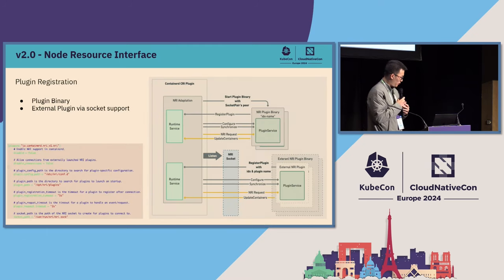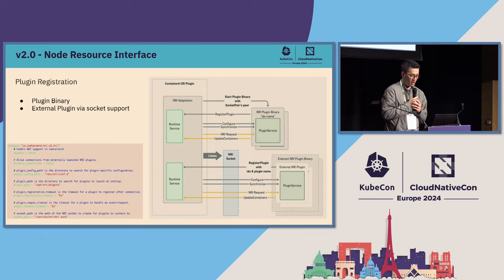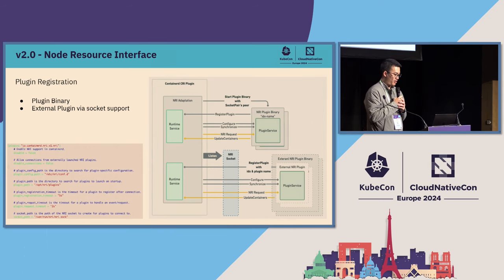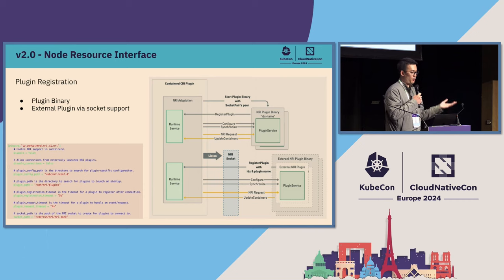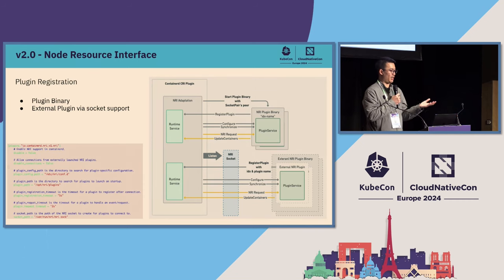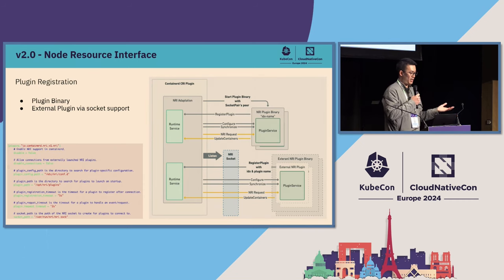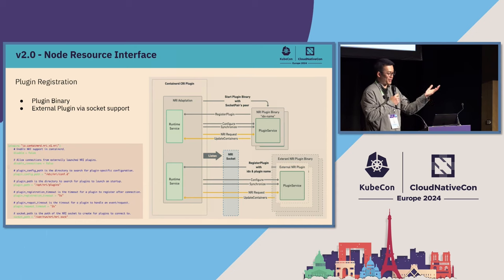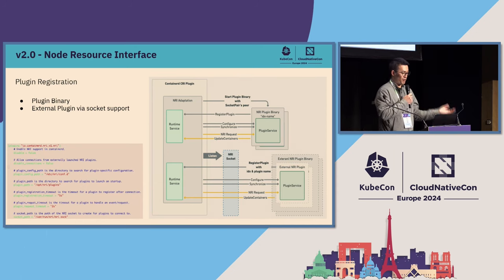In the 2.0 release, we can talk to the socket that the NRI plugin is listening to. So when a new container request comes in, Kubernetes will send the OCI spec to the NRI plugin. And the NRI plugin will make adjustments to the spec and send it back to Kubernetes. So Kubernetes can send a new OCI spec back to the runtime. So it's like an OCI hook, but it's very simple to use.